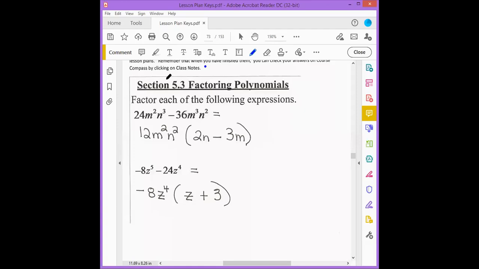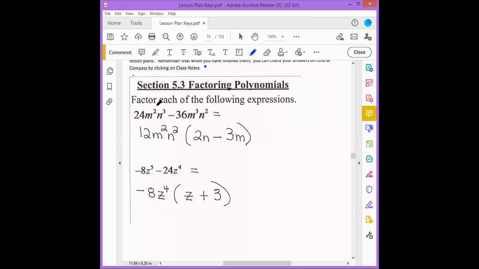Hello everyone, this video will cover notes from section 5.3, which deals with factoring polynomials. Now we're asked to factor each of these following expressions. The first one being 24m squared n cubed minus 36m cubed n squared.